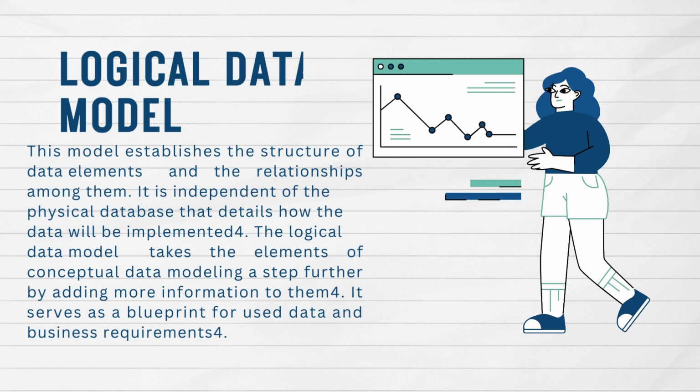The next one is the logical data model. Here in the logical data model, the squared entities consist of attributes that describe the entities of data. Logical data model is more detailed than conceptual data model. This model establishes the structure of data elements and the relationships among them. It is independent of the physical database that details how the data will be implemented. The logical data model takes the elements of conceptual data modelling a step further by adding more information to them. It serves as a blueprint for user data and business requirements. Data modeling tools like Erwin or Power Designer can be used to create logical data models.